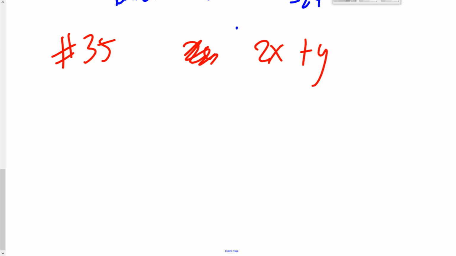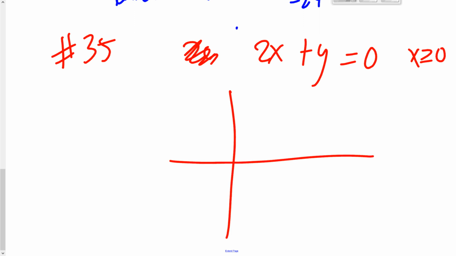So number 35 is given this equation: 2x plus y is equal to 0, and x is greater than or equal to 0. That means that basically we're going to be in the first quadrant, right? Or actually, no, we're not. We're going to be in the fourth quadrant again.